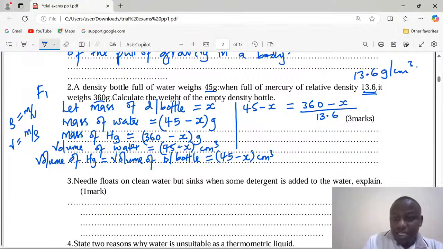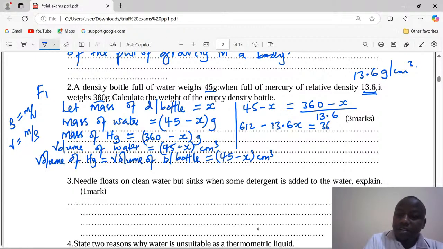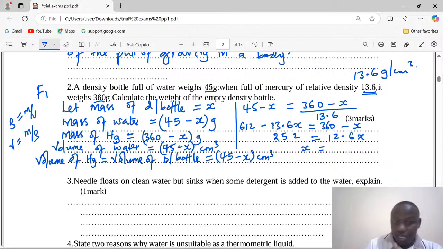Cross multiplication at this point is going to give us 612 minus 13.6x equals 360 minus x. Now, when we group like terms together, this will be 12.6x equals 252. And dividing through by 12.6, the value of x, which we had let to be the mass of the density bottle, is now 20. This will be 20 grams.